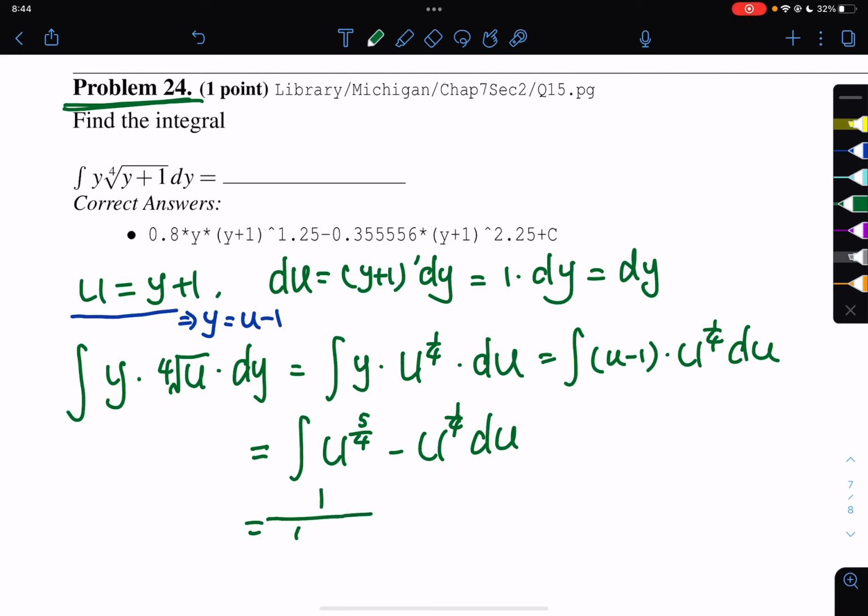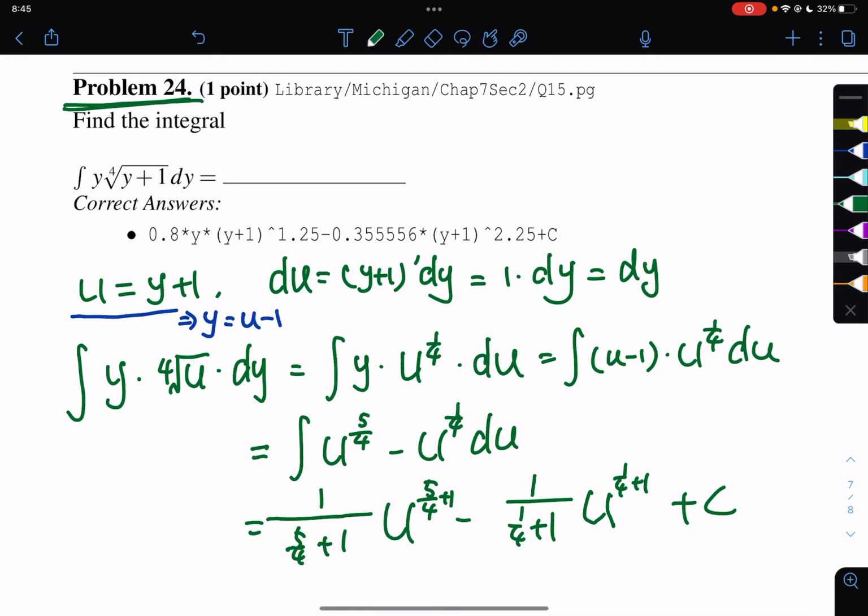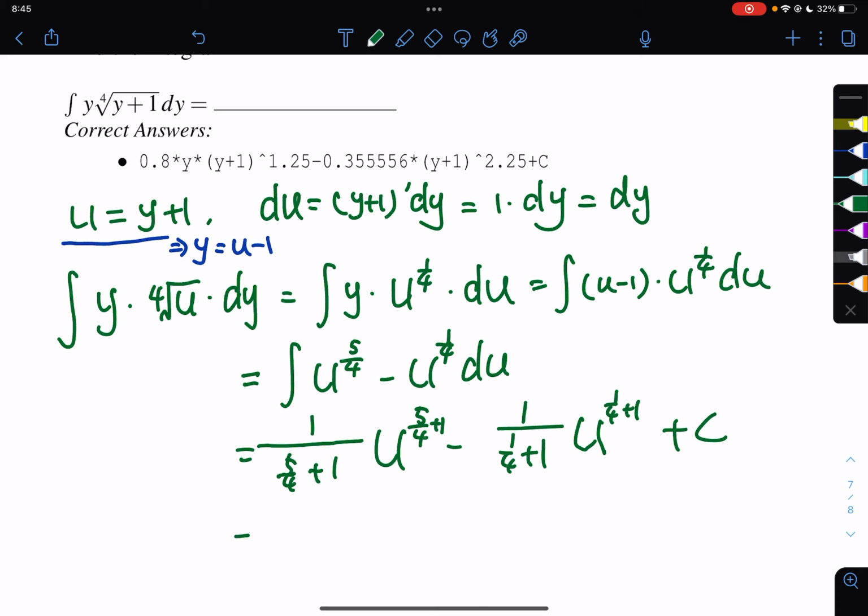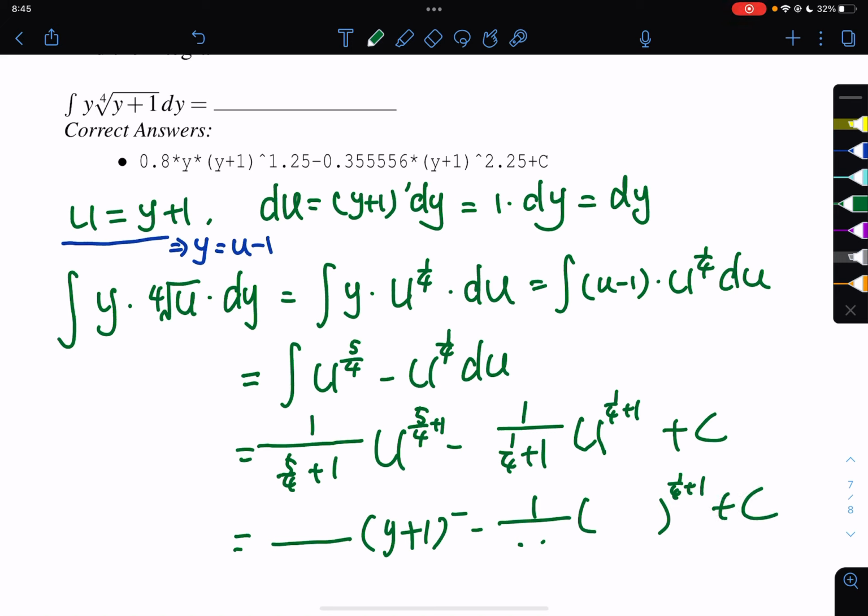So it is 1 over 5/4 plus 1, that is, u to the 5/4 plus 1, minus 1 over 1/4 plus 1, u to the 1/4 plus 1, plus c. But of course, this is not good enough. You do need to rewrite your u back into the original structure, and then you can copy paste the other pieces so as to get your final answer, right? So this is one way to solve it.